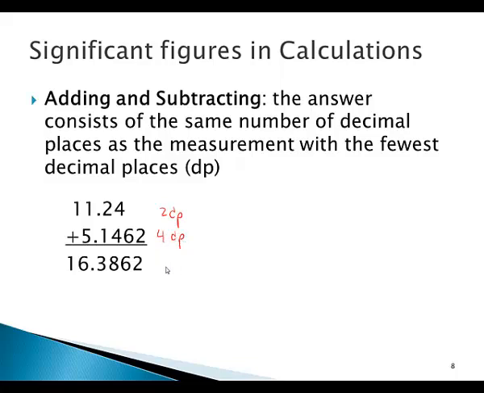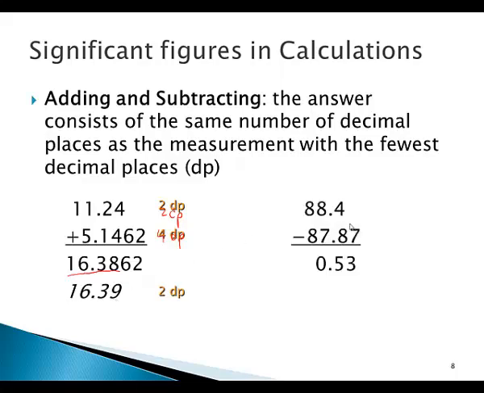So when I actually look at my final answer, it can only contain 2 decimal places. So 2 decimal places is here, right up to there. That's 2 decimal places, and this is a 6, so we'd have to round this up to 16.39. When you look at subtraction, we have 18.4. That's to 1 decimal place. 87.87 is to 2 decimal places. My final answer, I can only show it to 1 decimal place, so it's 0.5.